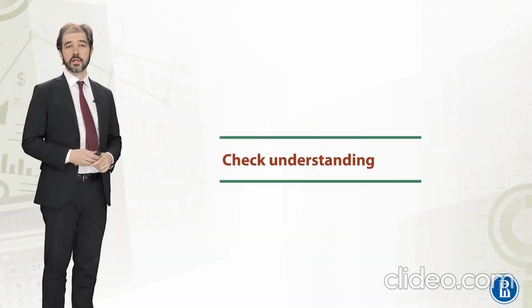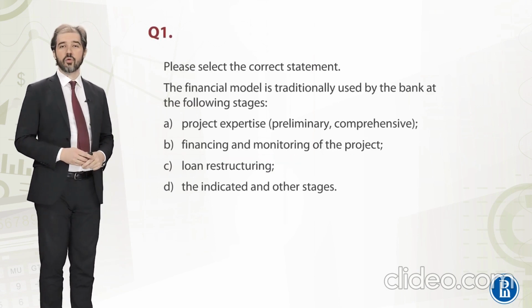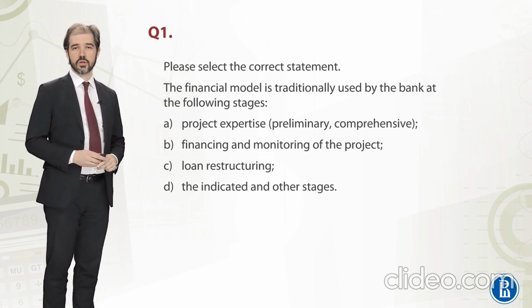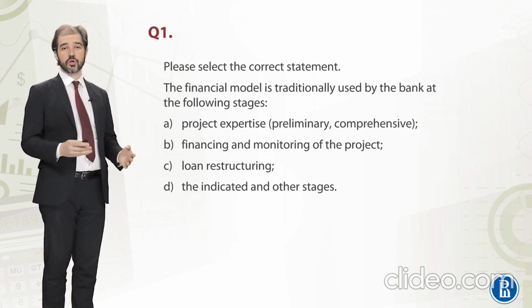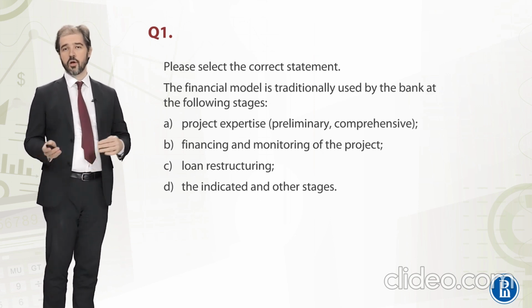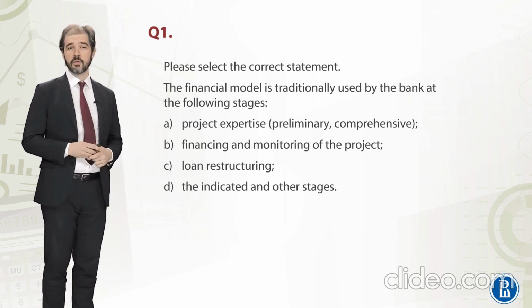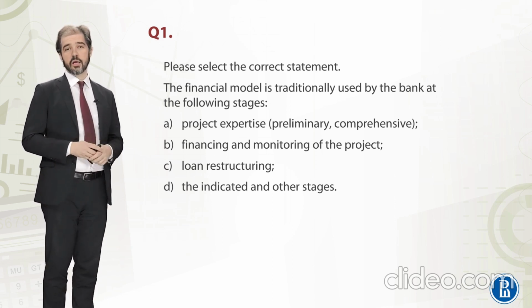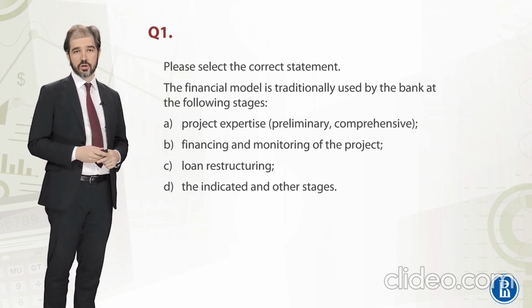Now we need to check understanding. First question, please select the correct statement. The financial model is traditionally used by the bank at the following stages: project review, preliminary or detailed and comprehensive review, financing and monitoring of the project, loan restructuring, and all the indicated above and other stages.